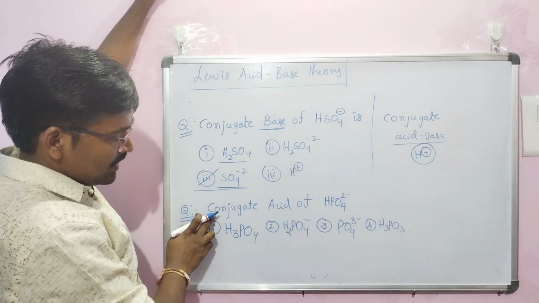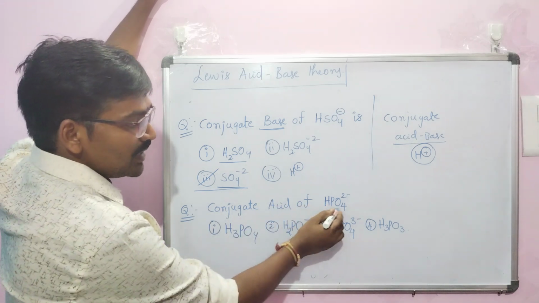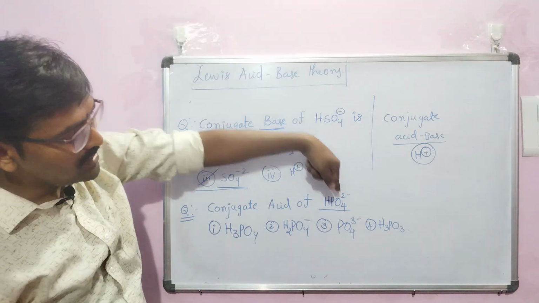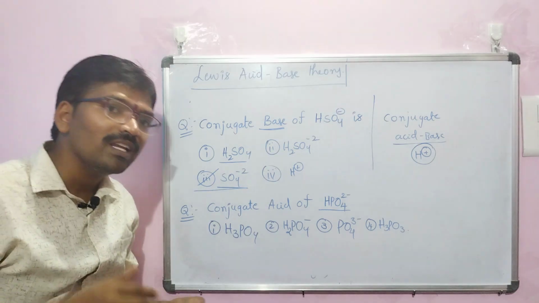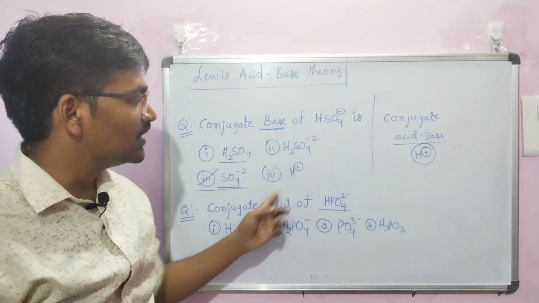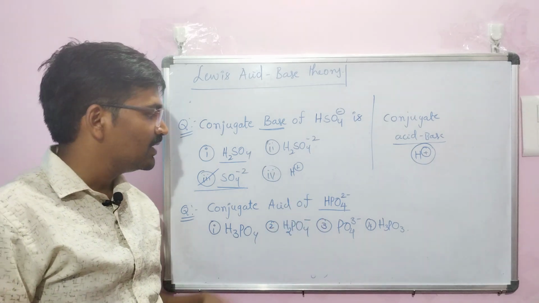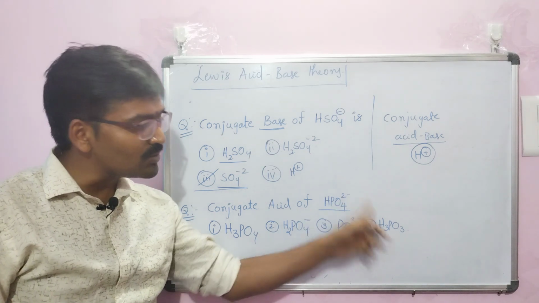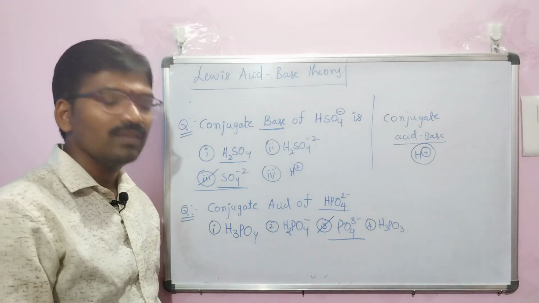Then they are asking the conjugate acid of a particular compound. So it is a base, and the acid is required. What can a base do? A base releases H plus ions. When it loses H plus, then what will be formed? This will be formed. That's it.